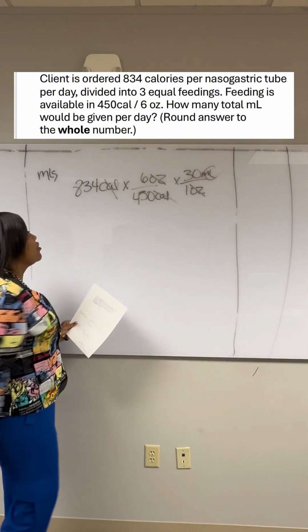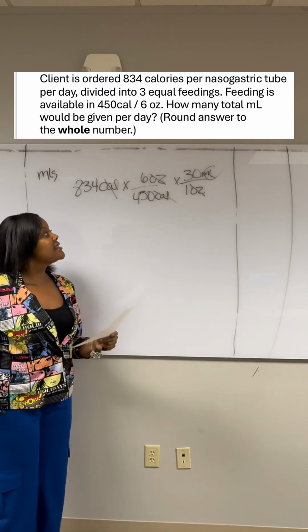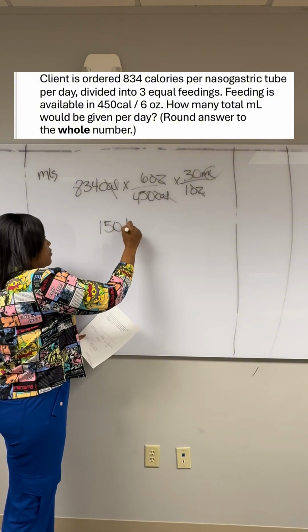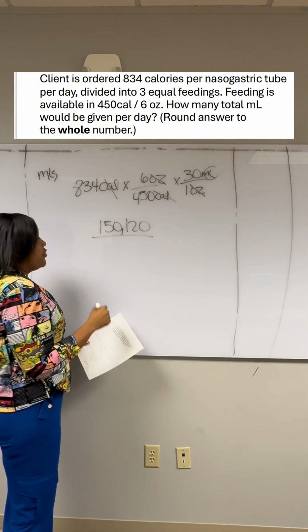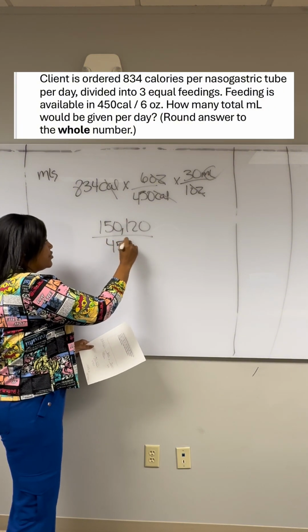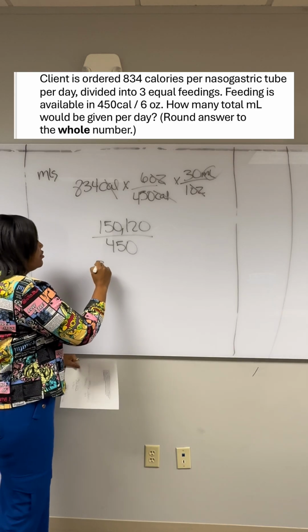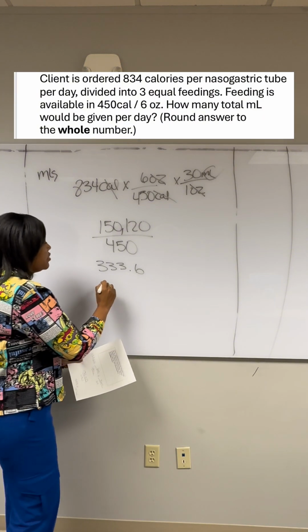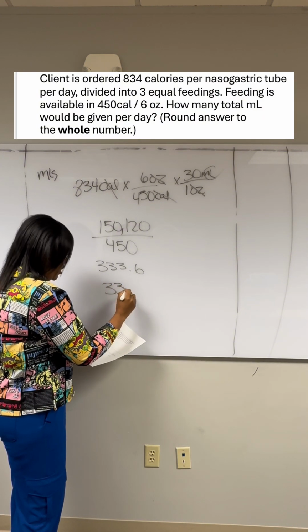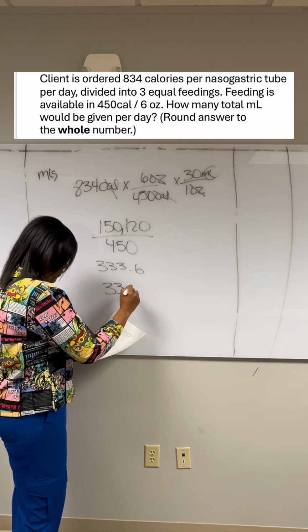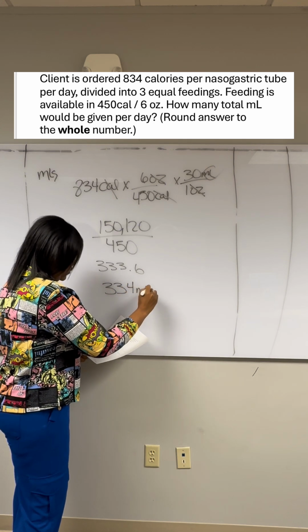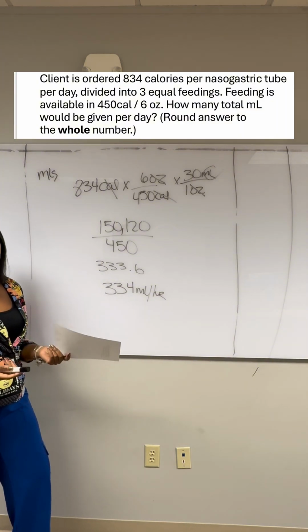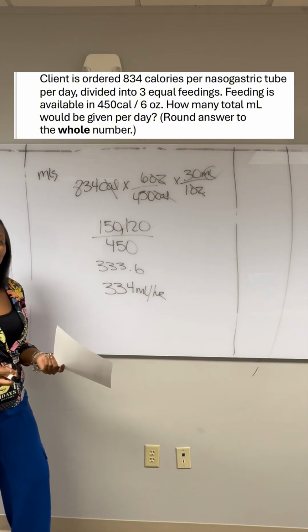So ounces then cancel out and we're left with mLs. So we're gonna multiply straight across. So 834 times 6 ounces times 30. That's gonna give us 150,120. 1 times 450, 450. And we're just gonna divide that, put that in the calculator, and you should get 3.6. But we're gonna round to the nearest whole number, so that's gonna give us 334 mLs per hour. So I hope that this video was helpful in helping you understand how to do feeding calculations.